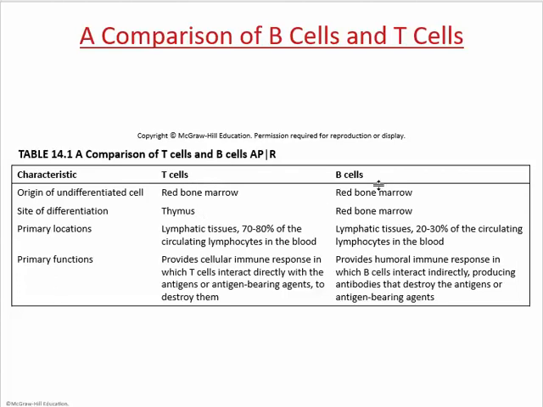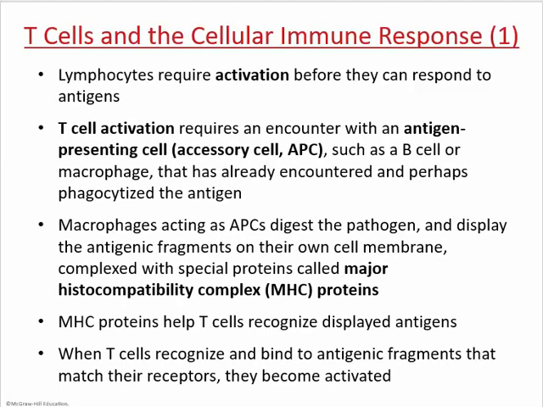T for thymus, B for bone marrow. Okay, any of these lymphocytes are naive. They have a receptor for a specific antigen, but if they don't encounter that antigen, they never become activated. So in order to activate, they have an encounter with the antigen.